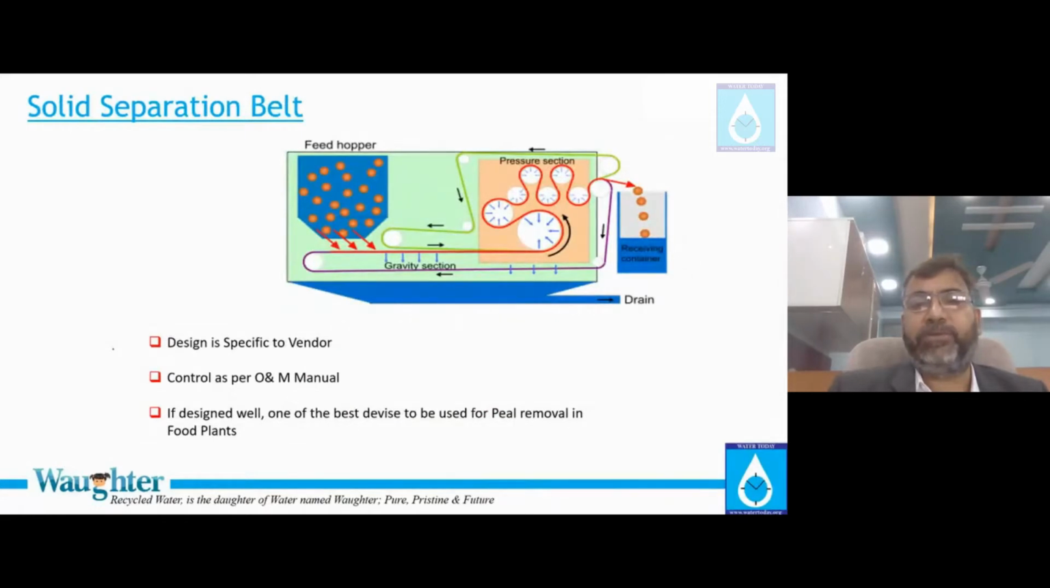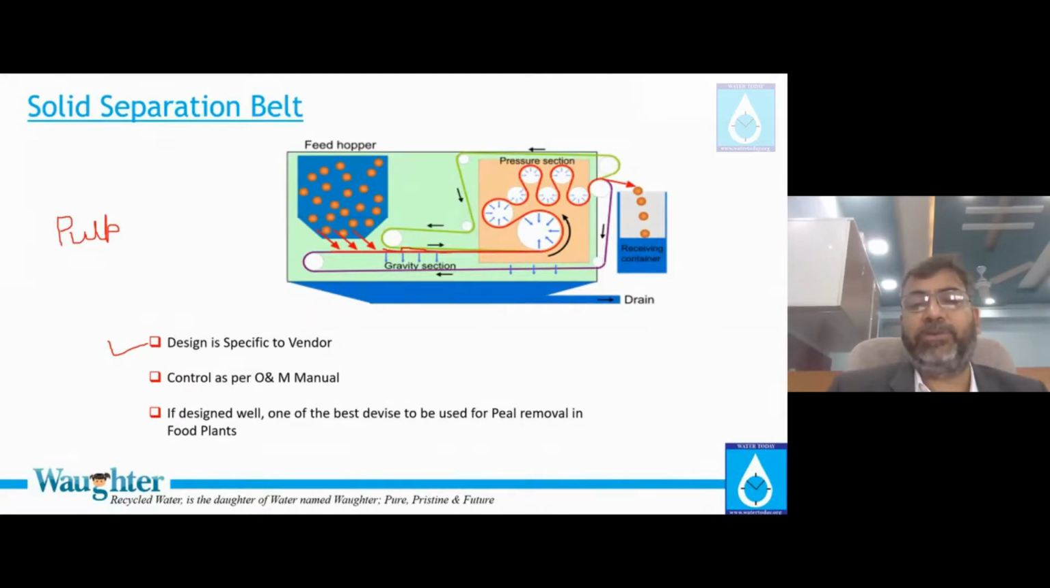Solid separation belts. Now these are the screens which are mostly used in the pulp and paper industry. If you only teach me sewage treatment plant, then I may not be able to cover a lot of technologies. So this design is very specific to the vendor. But in this kind of design, there is a feed hopper which feeds your water in between two belts.